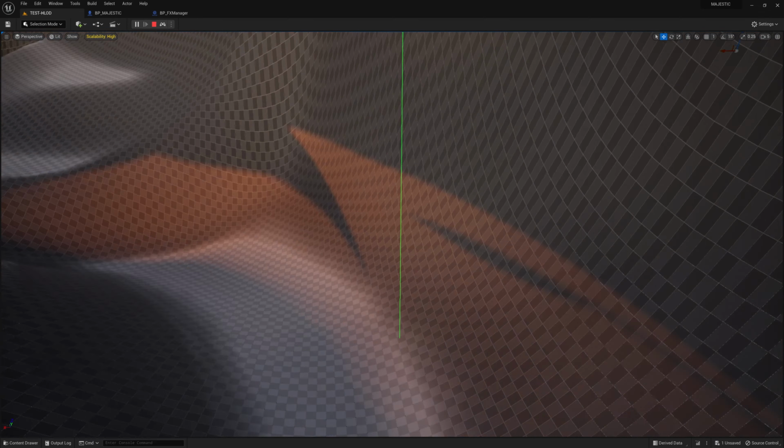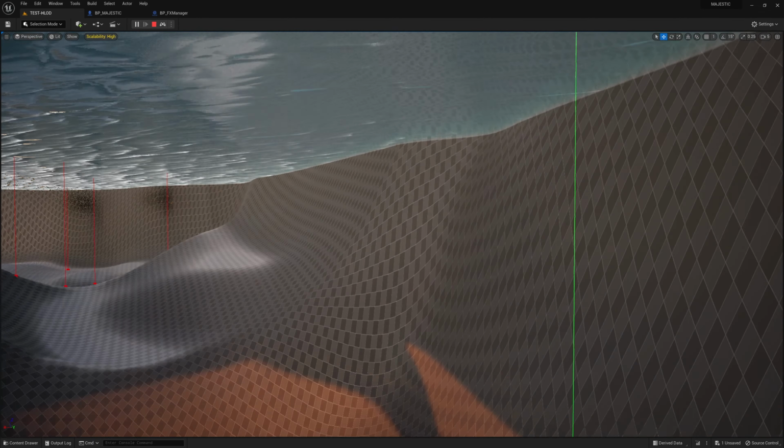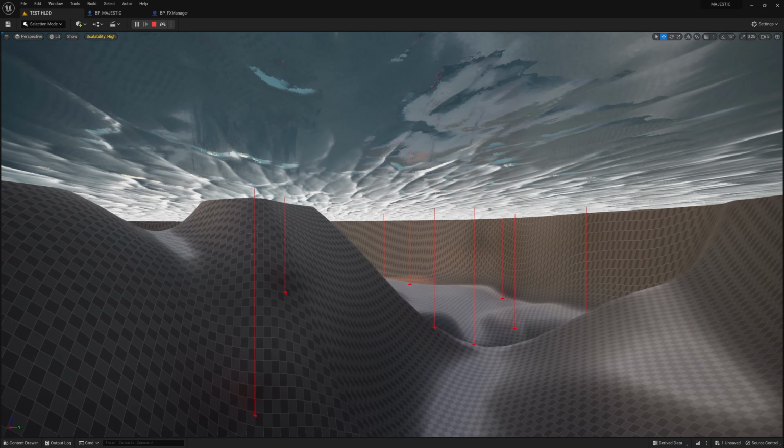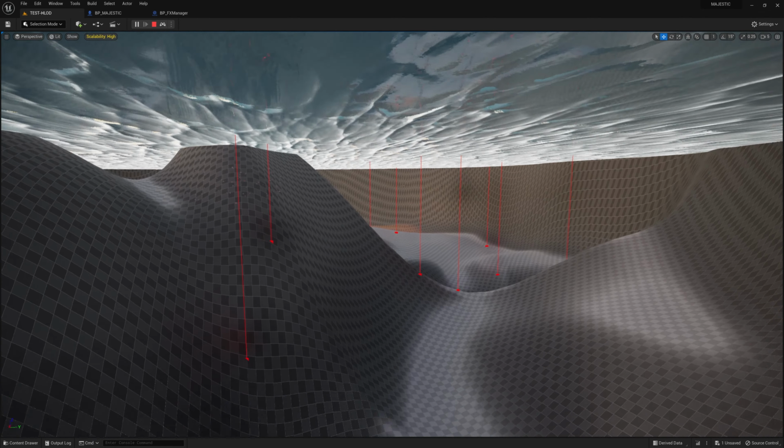These particle systems with the fish are spawned randomly, and I have these line traces that detect the water surface, and then it detects the water floor, and then the fish effects are spawned at a distance between the surface and the floor.